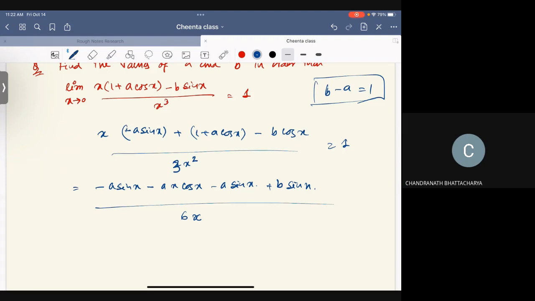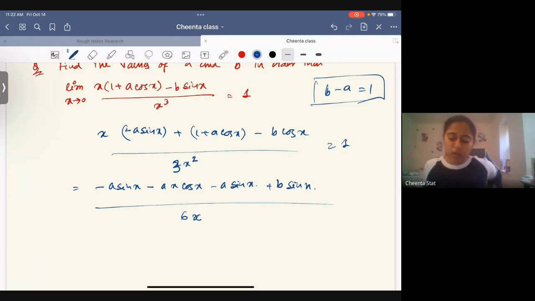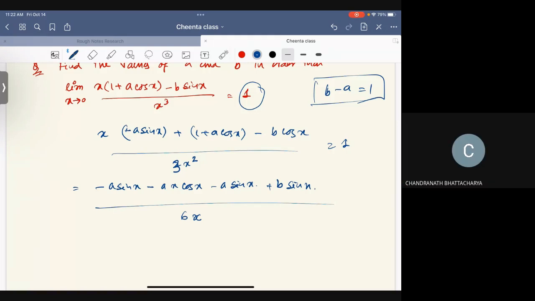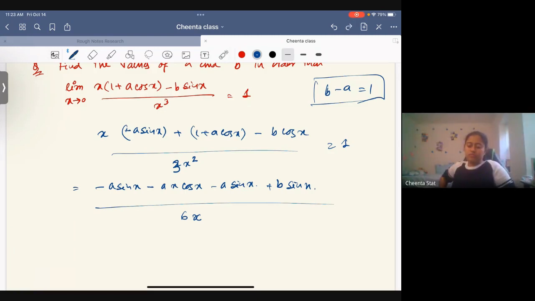Ma'am, the last line, as the limit is finite, then the numerator must be 0, right? Limit x tends to 0, numerator must be 0. Why? This is 1, it is given. Okay, sorry, my mistake, ma'am. I was thinking wrong. Yeah, so you will end up with this.